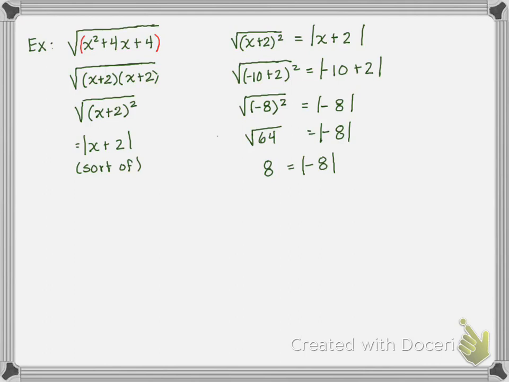So in reality, the square root of x squared is not equal to just x like we would like for it to be. It's actually equal to the absolute value of x. And that accounts for the possibility that x is a negative number or a positive number.